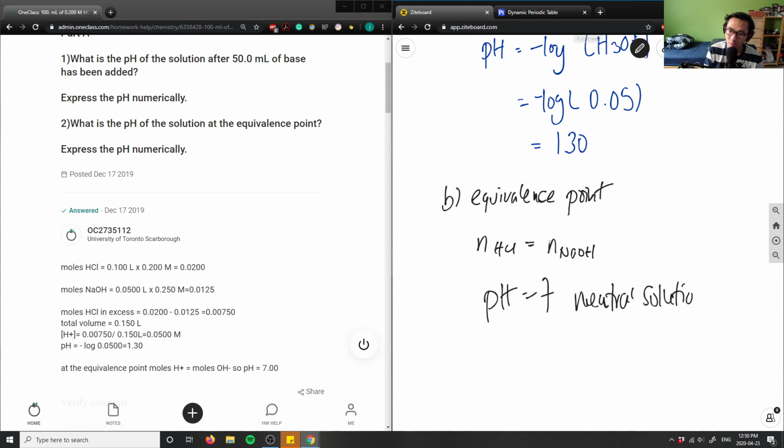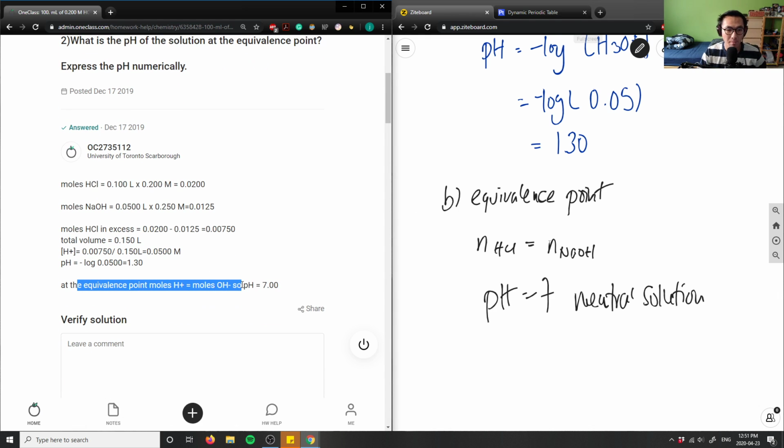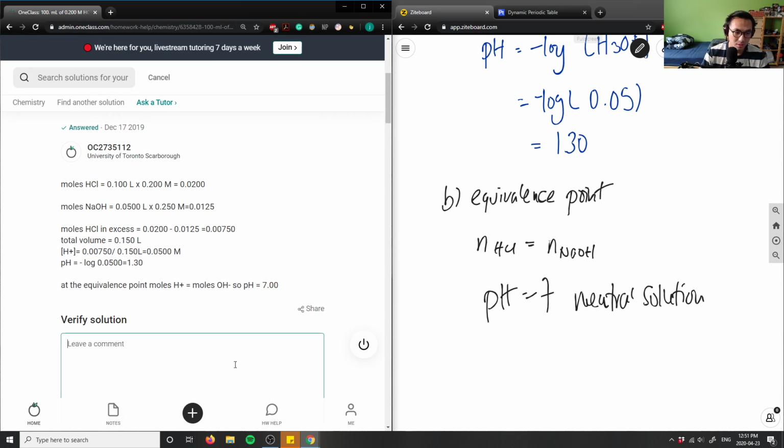We have the exact same moles of acid and exact same moles of base. So therefore, at our equivalence point, our pH here is a neutral solution. So it's pH 7, and that's what they did here. Equivalence point, moles of acid equals moles of base. So therefore, pH equals 7. So the solution is correct. We can also state that HCl is a strong acid and NaOH is a strong base.